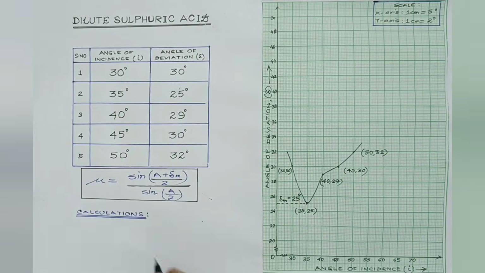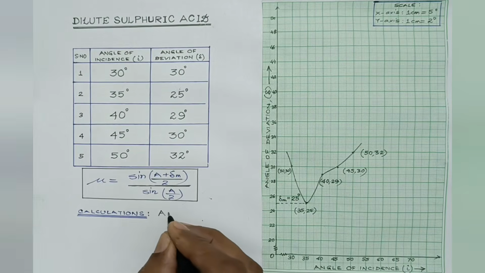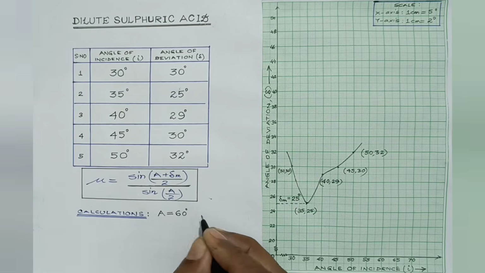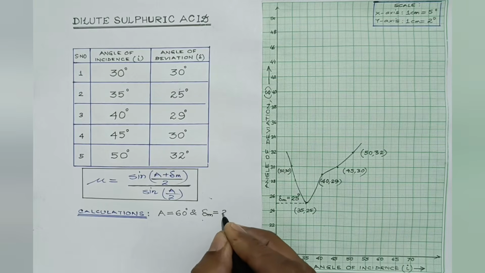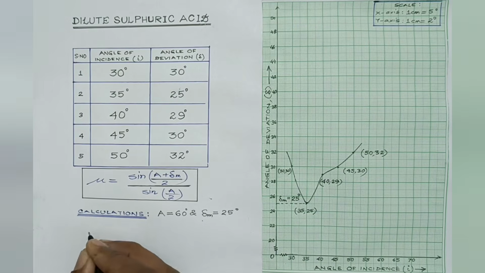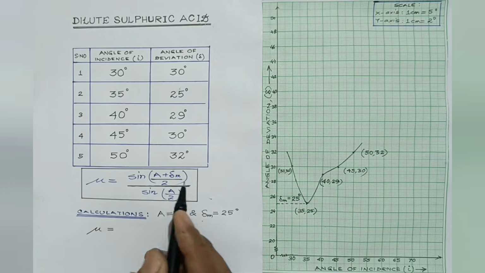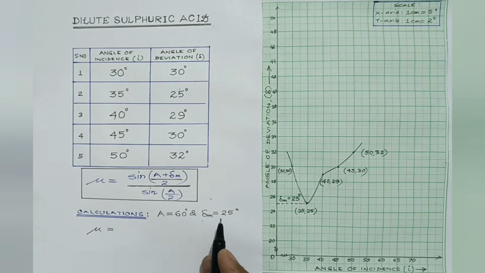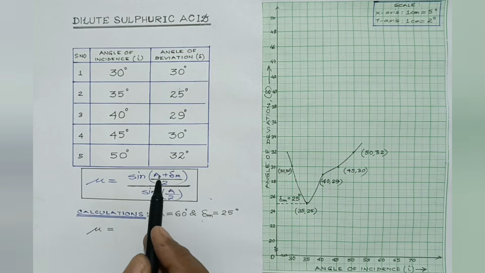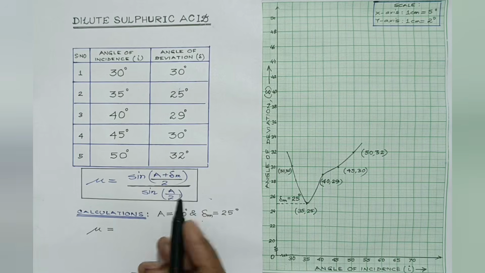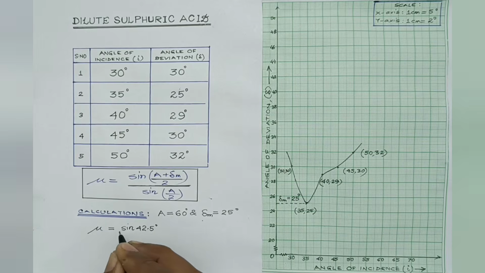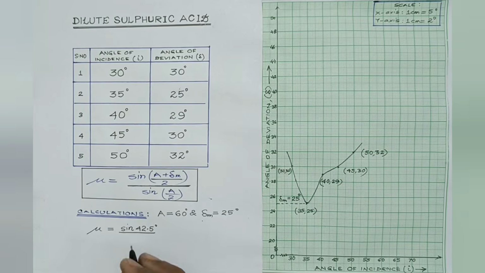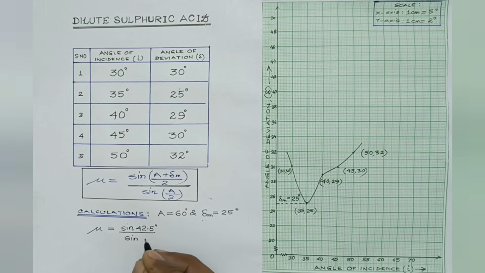Right? So again, let's substitute this value over here. Angle of prism is 60 degrees, and angle of minimum deviation in the case of dilute sulfuric acid is determined to be 25 degrees. So refractive index is equal to sine of (A plus delta m) by 2 divided by sine A by 2. So let's substitute the values of delta m and A over here. 60 plus 25 gives us 85, divided by 2, so that will give us sine 42.5 degrees, divided by sine of A by 2, which would be 30 degrees.